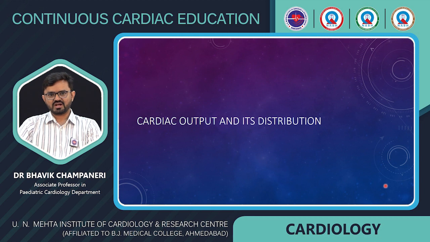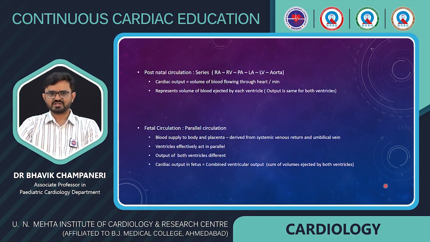Coming next to the cardiac output and its distribution. Postnatal circulation is a series circulation, as I have mentioned earlier. So the cardiac output in postnatal circulation is the volume of blood which flows through the heart per minute. It represents the volume of blood ejected by each ventricle. So the right ventricle and left ventricle eject an equal amount of blood in postnatal life, but it is not so in fetal circulation. Here the ventricles are effectively working in a parallel fashion, so the outputs of both ventricles are different.